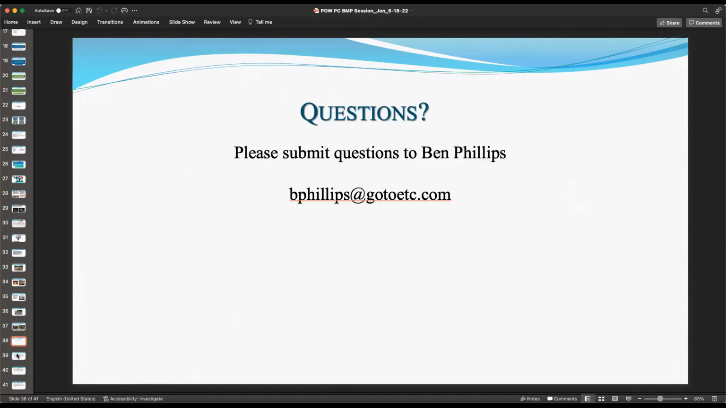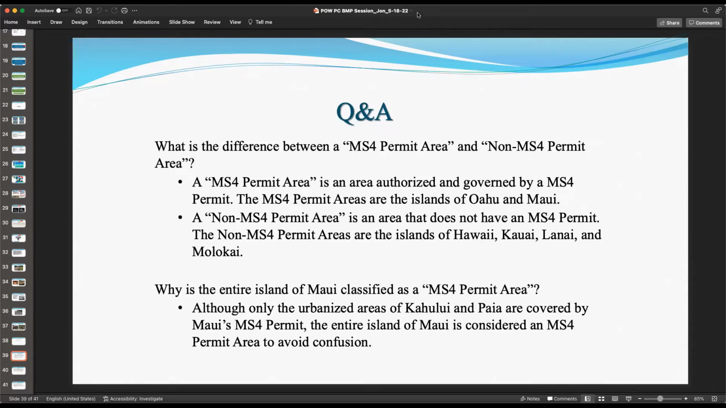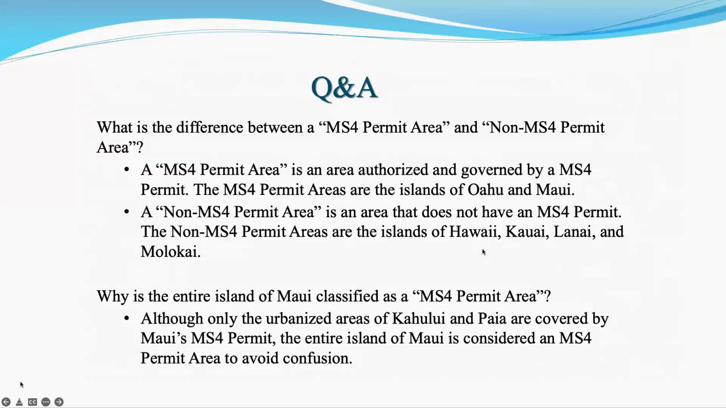So jumping ahead to some of the Q&A questions that we've come up with when we were putting the manual together that might merit a little more description. So first off, what's the difference between an MS4 permit area and a non-MS4 permit area? So an MS4 permit area is an area authorized and governed by an MS4 permit, which is, again, the acronym is Municipal Separate Storm Sewer System. And that would be an NPDES MS4 permit.